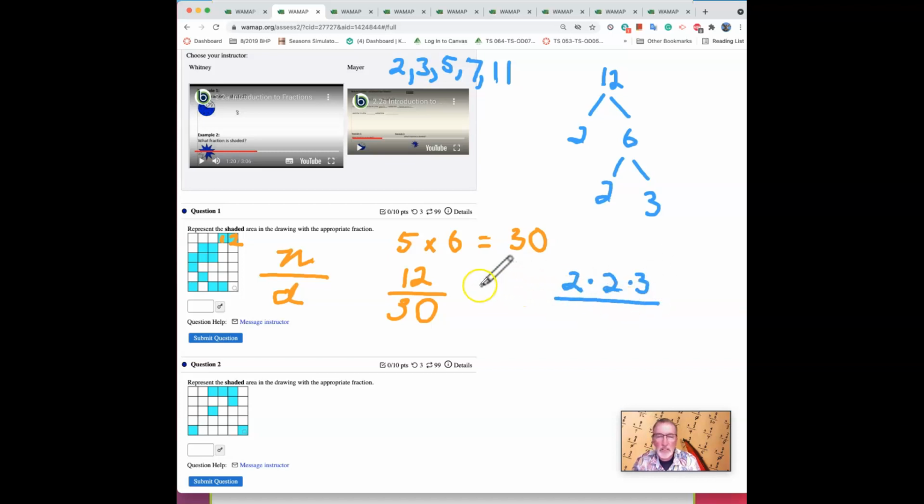So we are just restating the value of this fraction using a prime factorization. 2 times 2 is 4, times 3 is 12. So we're not changing the value at all. We're just breaking the number down. We're analyzing 12 to make it easier to do this problem. And now we've got 30. We're going to do the same thing.